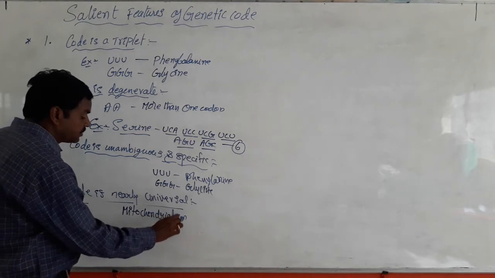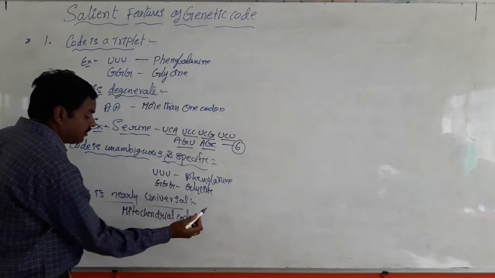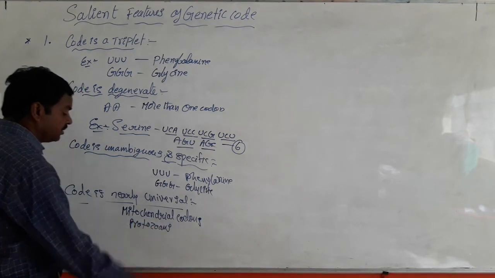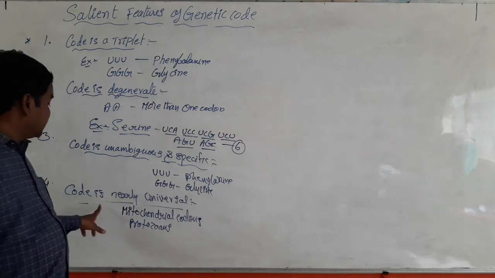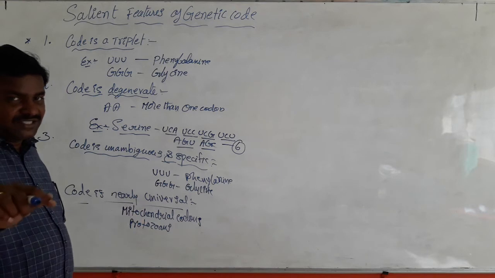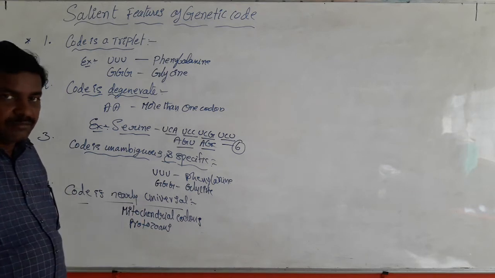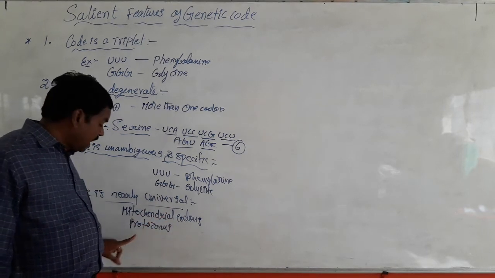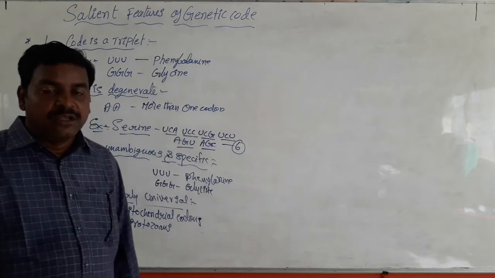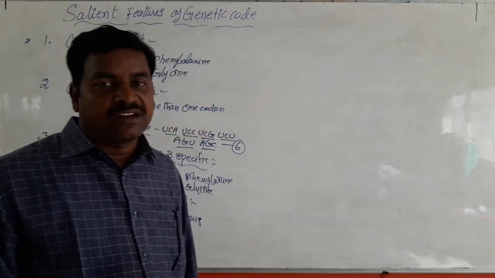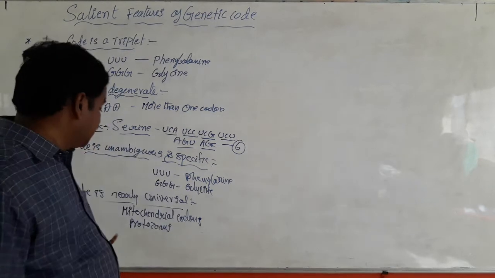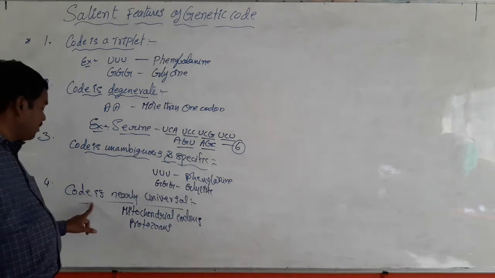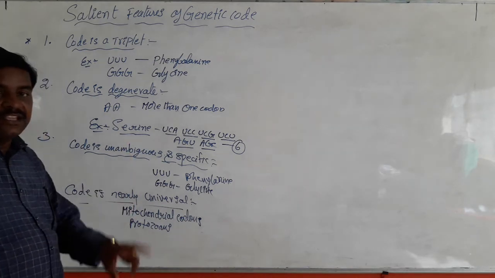Mitochondrial codons, exceptions. Mitochondrial codons and protozoan codons. So, the code is nearly universal, not universal, because there are some exceptions to this rule in some organisms, like mitochondrial codons and protozoan codons. The same code is applied in almost all organisms. However, there are some exceptions: mitochondrial codons and protozoan codons. Because of this, the code is called nearly universal.